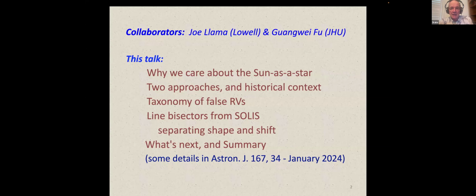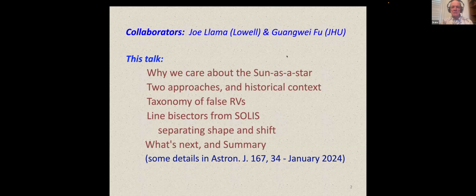There are lots of effects that can cause false radial velocities on the sun, and many of them are well known. Some of them are maybe less well known. And then the main part of my talk is to talk about line shapes, specifically line bisectors, measured by the SOLIS project, and I'll explain what SOLIS is. And in particular, I want to investigate how to separate changes in the shape of the line from changes in the radial velocity shift of the line. And then at the end, I'll talk about what's next, i.e. what we're doing now this summer, and I'll summarize.